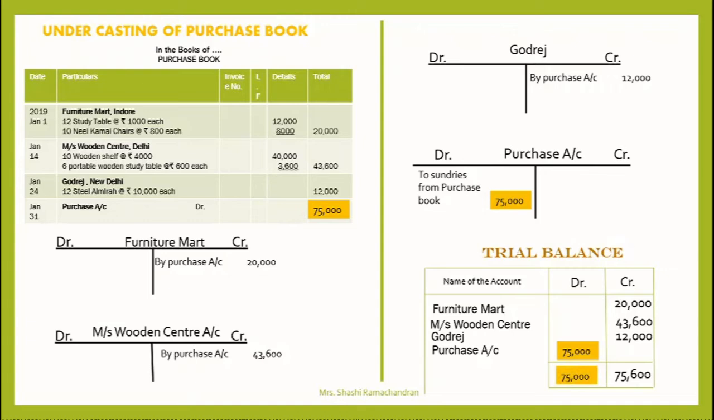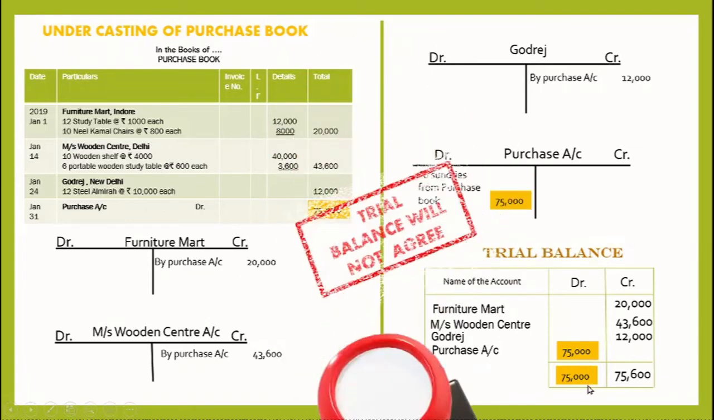So we can see here, if there is an undercasting of the purchase book, that means the mistake is in the totaling, which is entered into the purchase account. Purchases account is debit. So it will affect your trial balance in this way. Debit amount will change, debit totals will change. So the trial balance will not agree.